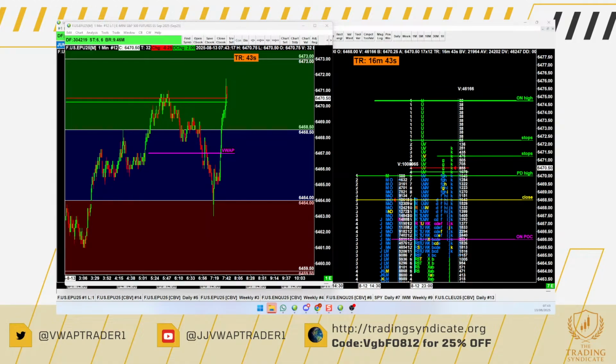The look below and fail is our favorite trade for this. The look below and fail is the best trade for markets that have limited supply. Okay? And that's what we're dealing with right now. We're dealing with markets that have very limited supply because we are at all-time highs.